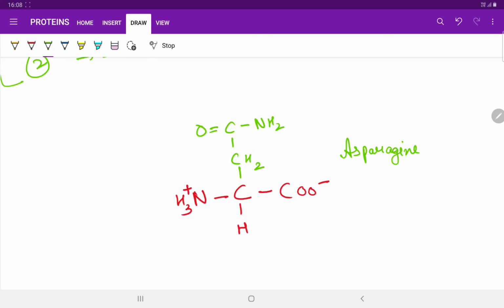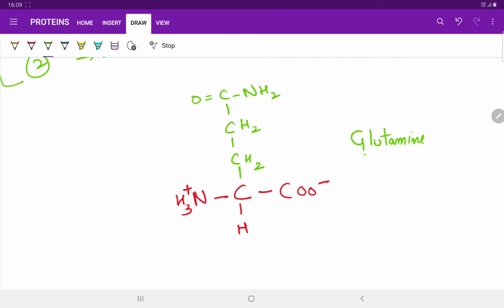And on addition of one extra CH2 group in this, it becomes glutamine. This becomes glutamine. Now these were the examples of polar amino acids. Now we shall be starting with the acidic amino acids. Just simply draw the structure of alanine again. I am taking that for a reference here.